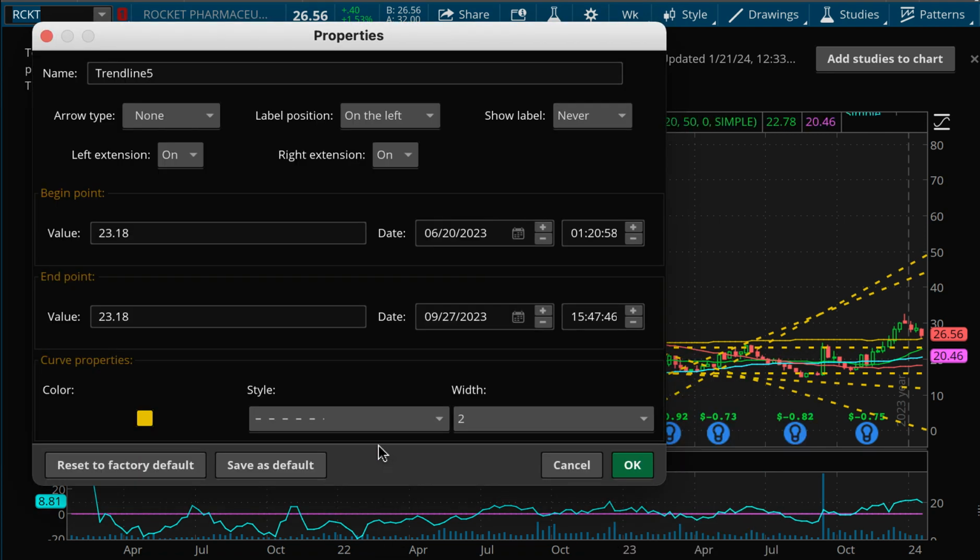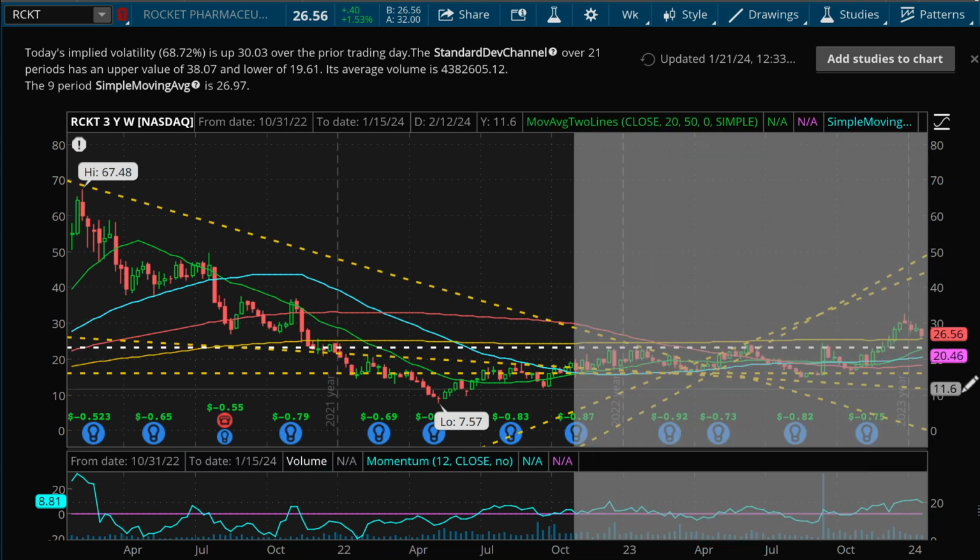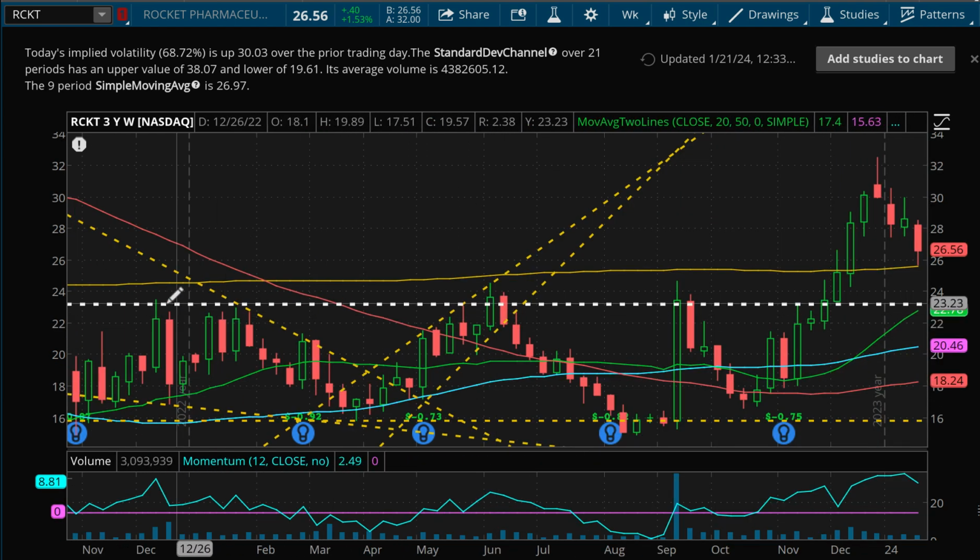Sometimes when you use the same color, it's quite hard. Let's do a white. There you go. Okay, so you can see where the previous support was and where things start to have problems.